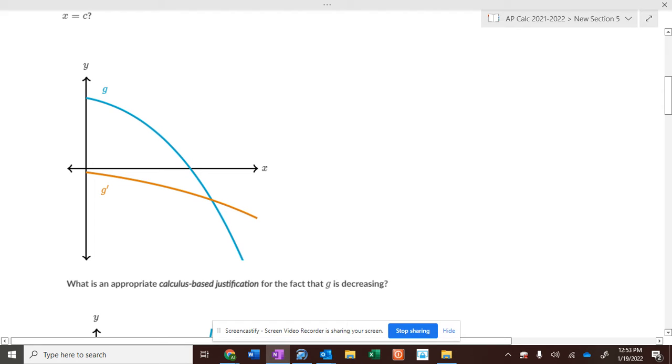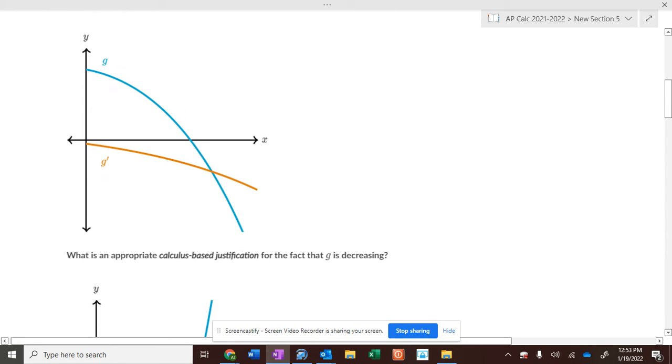Here's a function. Here's its first derivative. So, why can we say that the function is always decreasing besides, well, we could see it? Why else can we say that? The first derivative is always below the x-axis, so it's always negative. Okay? Getting that? Okay, so that's first derivative and function. That's easy peasy lemon squeezy.